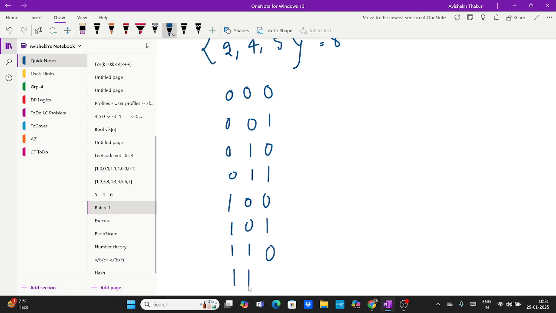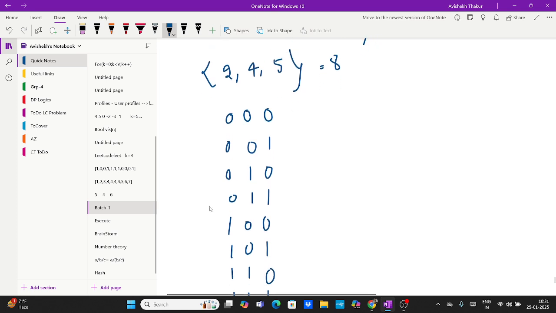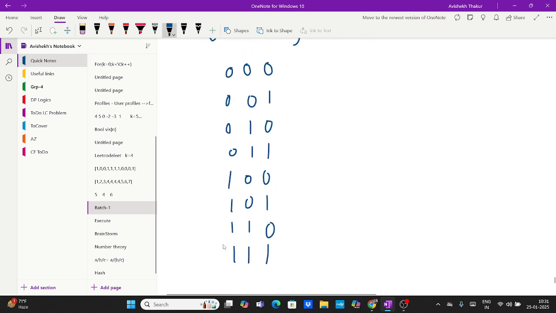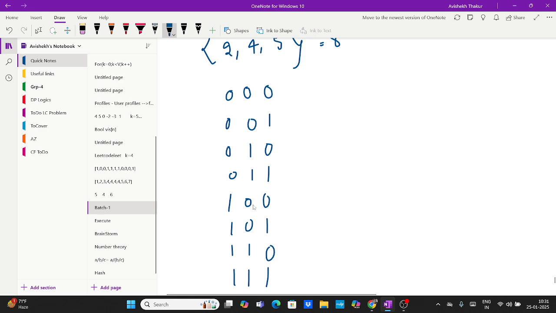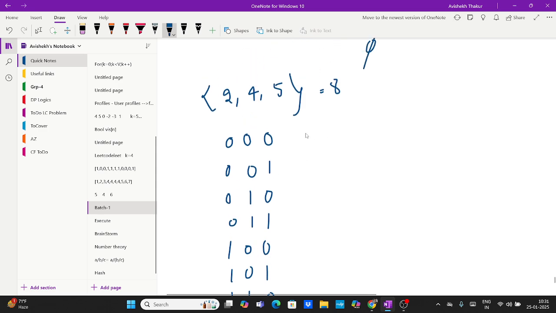Yeah. And what is this? 0 to 7, in fact. These are 8 numbers, correct? If each of the bits is 0, represent it like this. Think of it like this.